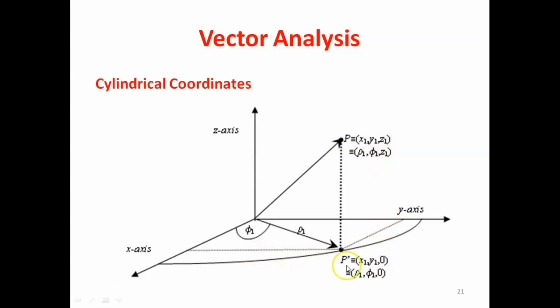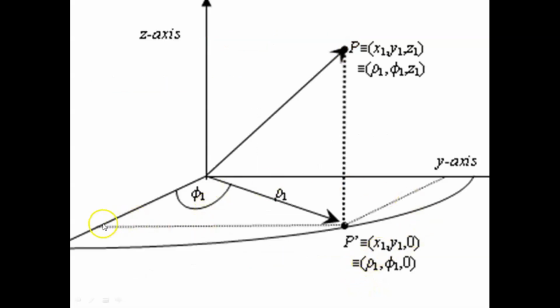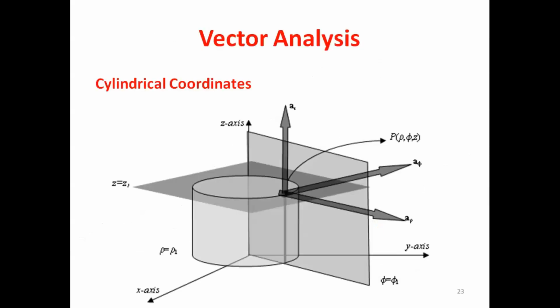Now in the xy plane we have the same definitions as we have discussed in the polar coordinate system. Herein x1 will be rho 1 cos of phi 1, y1 will be rho 1 sin of phi 1, and z1 is the same. Now here the three mutually perpendicular unit vectors will be a rho cap, a phi cap, and a z cap.